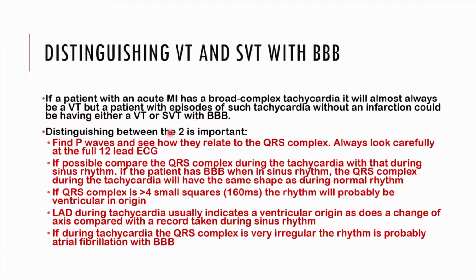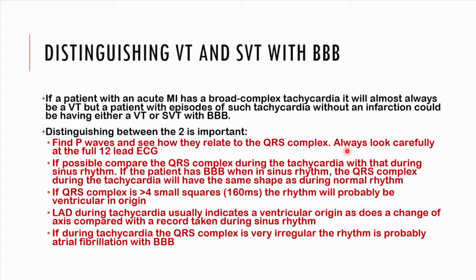So the first thing that you want to do is find your P waves and see how they relate to the QRS complex. You should always look at the 12-lead ECG very carefully. If it's possible, compare the QRS complex during the tachycardia with the QRS complex during sinus rhythm. If the patient has a bundle branch block when they're in sinus rhythm, the QRS complex during the tachycardia will be the same shape and morphology as the one you see in normal sinus rhythm. That's if they have a bundle branch block. It means that inherently there's a problem that's affecting the conduction of this impulse in the ventricles.